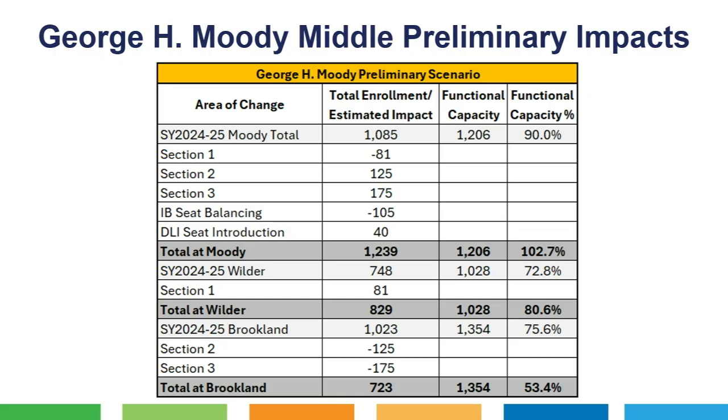Through additional IB MYP seat changes, we would also see a change in total functional capacity, as is seen in the following phased approach. Wilder Middle has an estimated net gain of 81 students, placing it at around 80.6% functional capacity. And Brooklyn Middle School would have an estimated net reduction in enrollment of 300 students, placing it at 53.4% functional capacity.